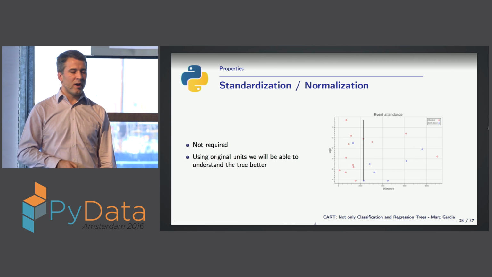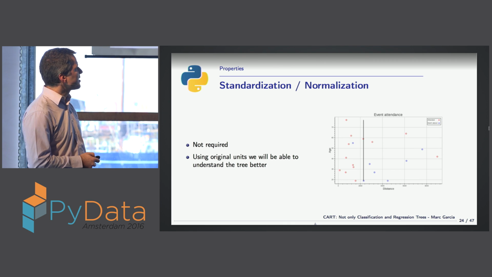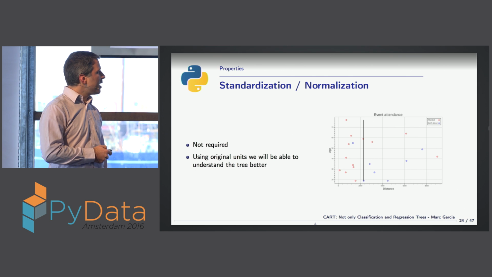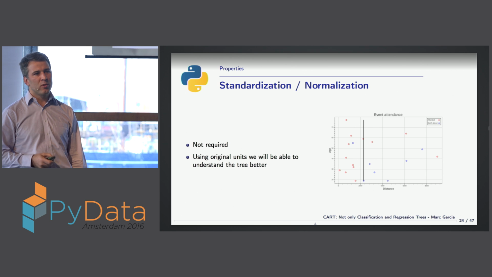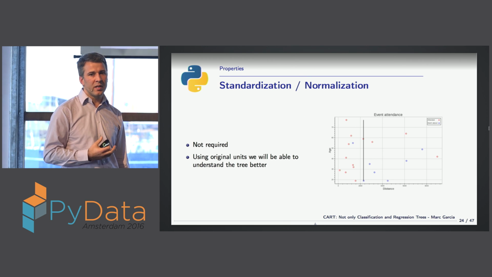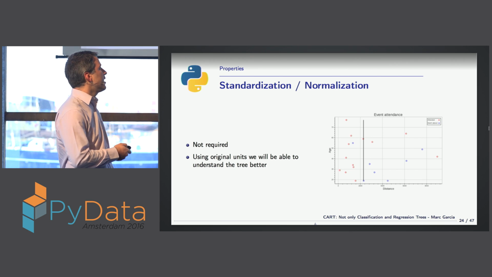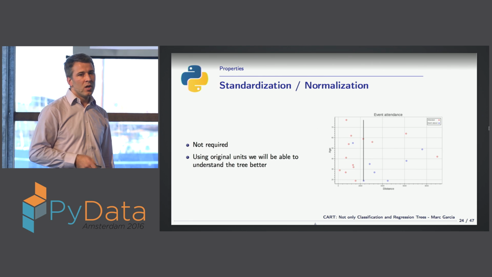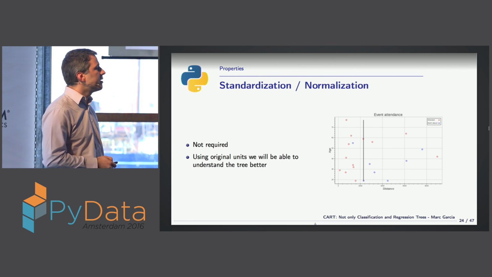And even if you are used to doing standardization because it's kind of a standard, I wouldn't recommend it here, because at the end, one of the beautiful things of decision trees is being able to understand the model, being able to analyze what it's doing and why it's doing that. And if we have the original units, units that make sense for us, it will be much easier to make sure that the tree is the one it needs to be.